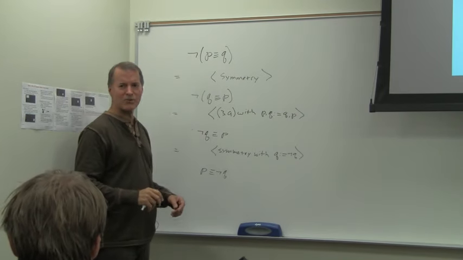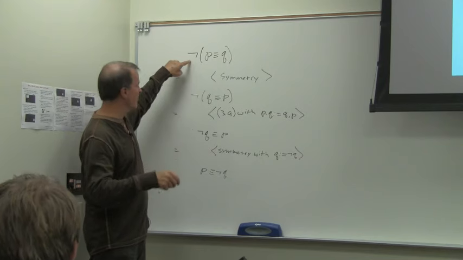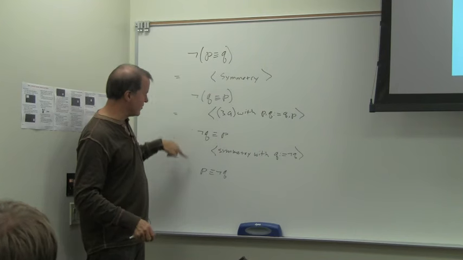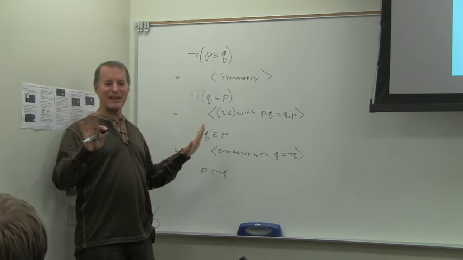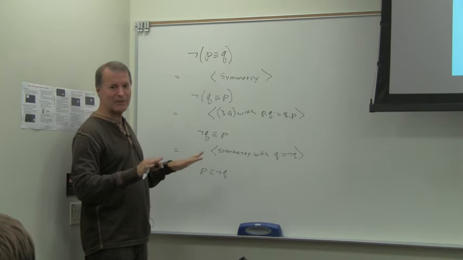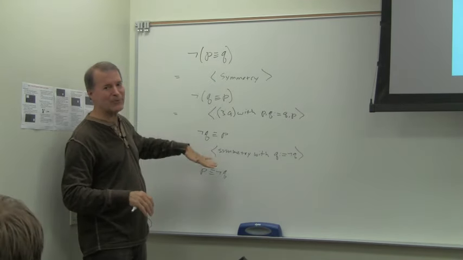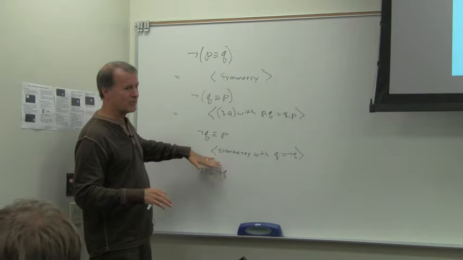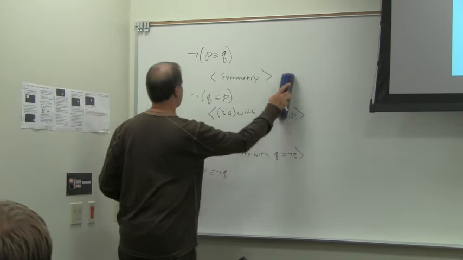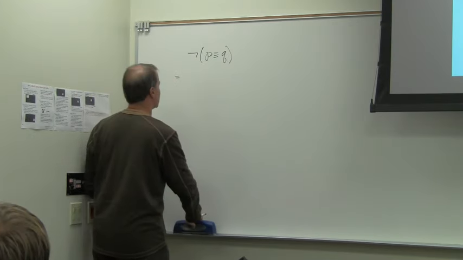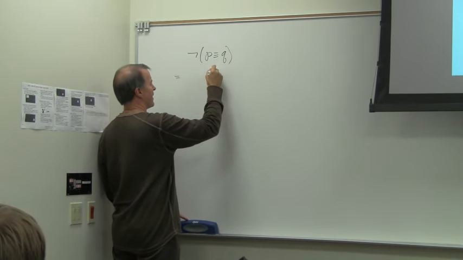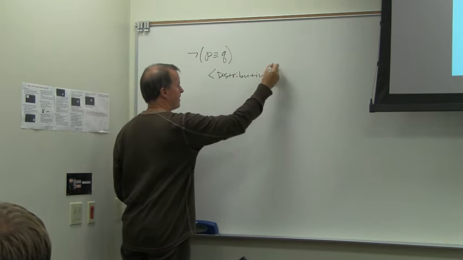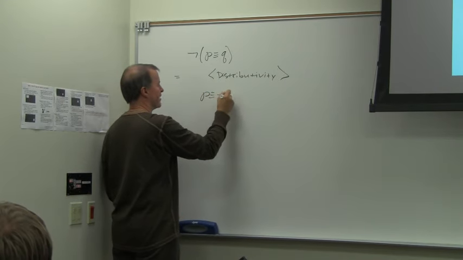So, who asked the original question? The question is, can you put this in front of the second one? And this shows that you can. All right. So now that we've done this once, we don't have to do this much detail in our proof. From now on, you can just in one fell swoop say: not P equals Q equals, by distributivity, P equals not Q.